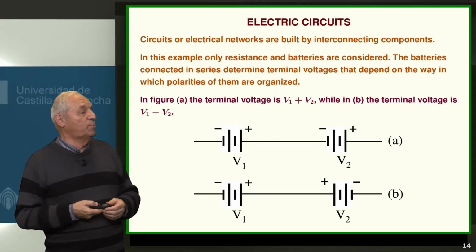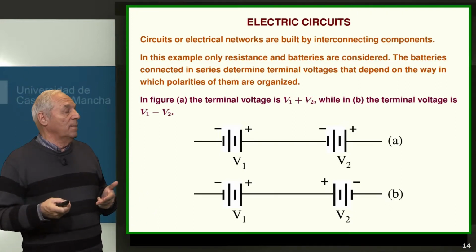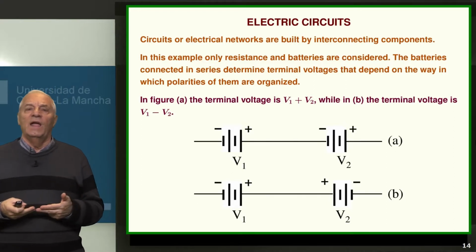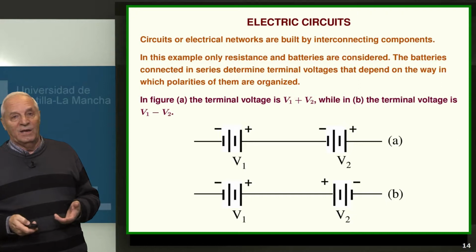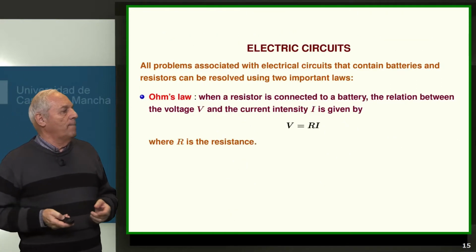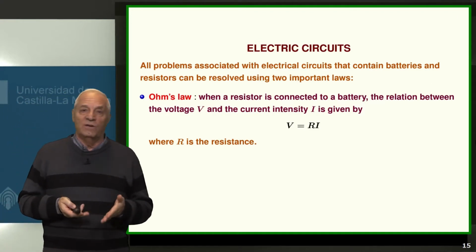The poles of the batteries can be connected in series or in parallel, and they can connect in favor or against, that is to say confronted, and that must be taken into account. Let's see that all the problems of electrical circuits can be solved with two fundamental laws.